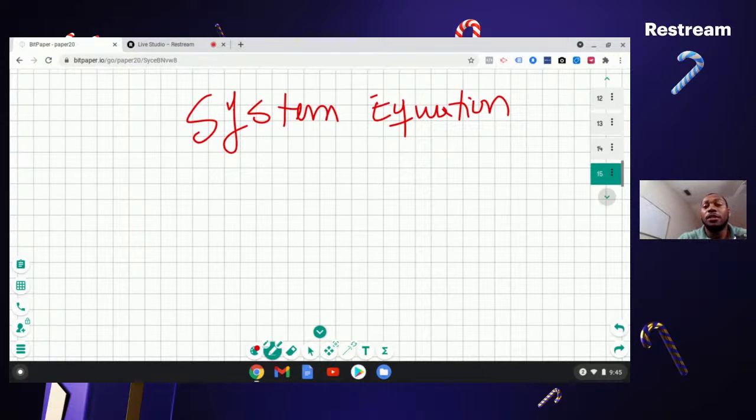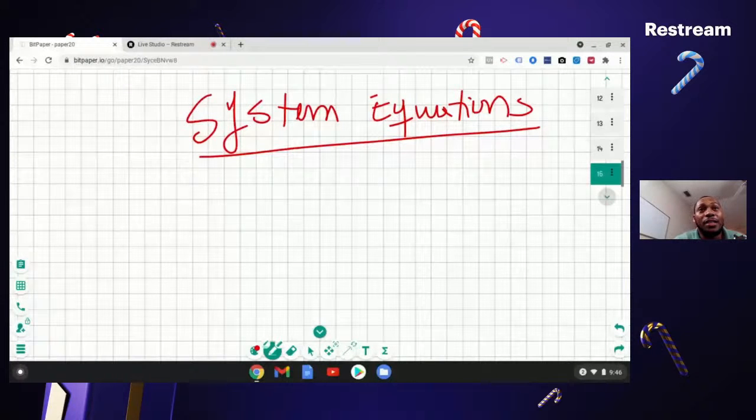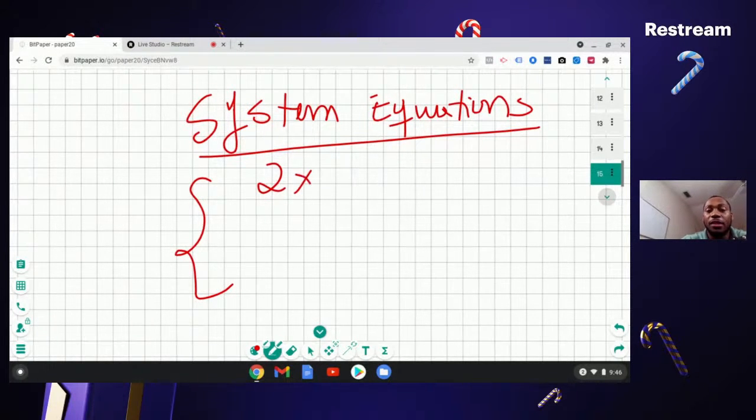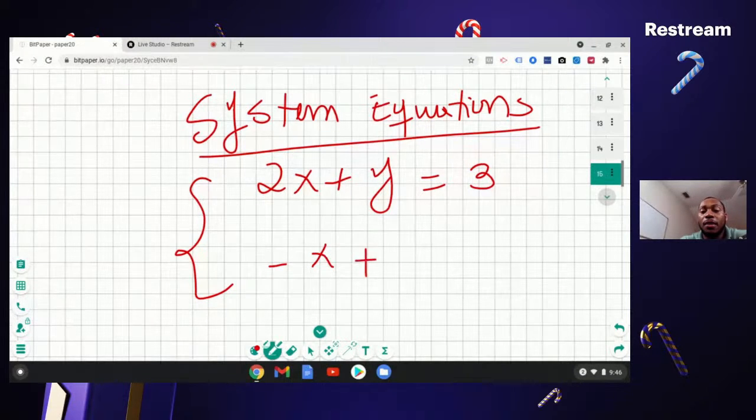So let's see, system of equations. What we're going to do today is show you what, by far for me, is usually the simplest way to solve for those. So let's say I have an equation of, I'm making these on the fly here, 2x plus y is equal to 3. And then let's say I have negative x plus 3y is equal to, what is that? That's 2. All right, cool.